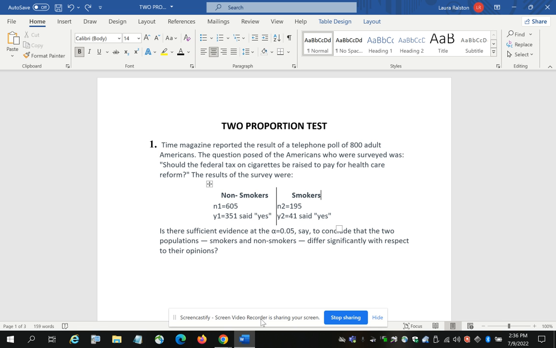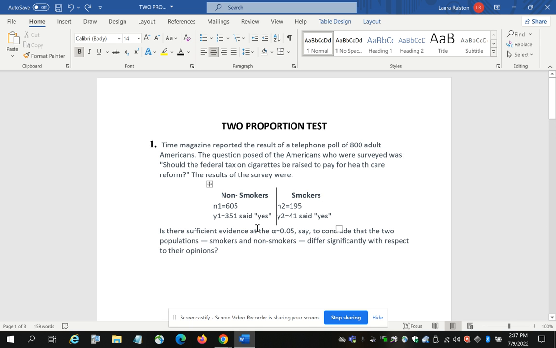So the question posed is, is there sufficient evidence at the 0.05 level to conclude that the two populations, smokers and non-smokers, differ significantly with respect to their opinions? Now here again, you've got to think about, okay, proportions. How do I know this is a proportion? It doesn't outright say it, but it has your groups divided into smokers and non-smokers.